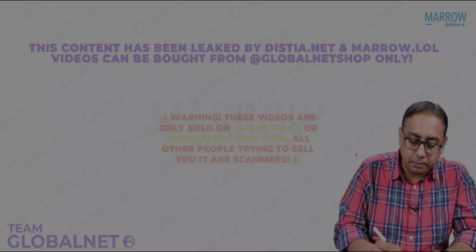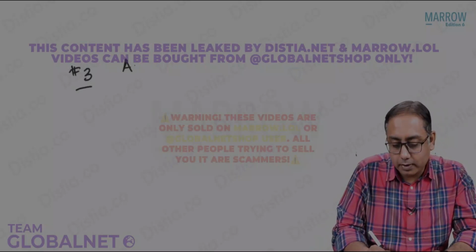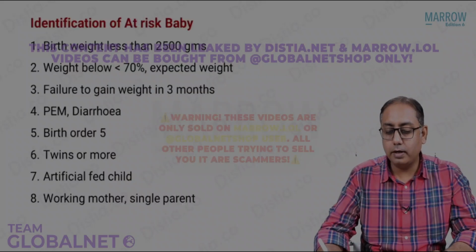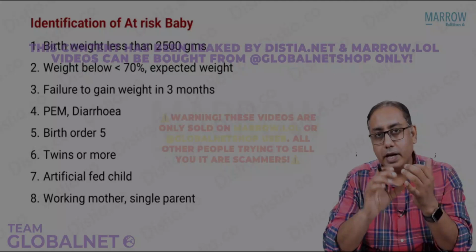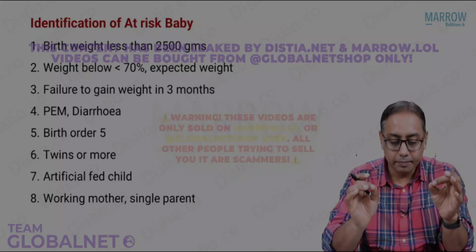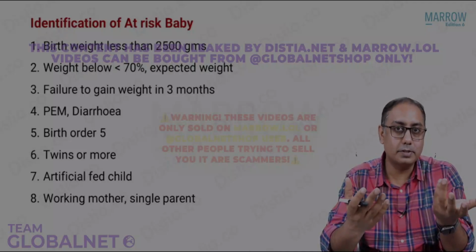Next is topic number 3. What do we call at-risk children? So how do you identify at-risk children? The at-risk children are identified by various parameters. So either if the weight of the baby born is less than the 70th percentile, if the body weight is less than 2500 grams, that is of course an at-risk baby.